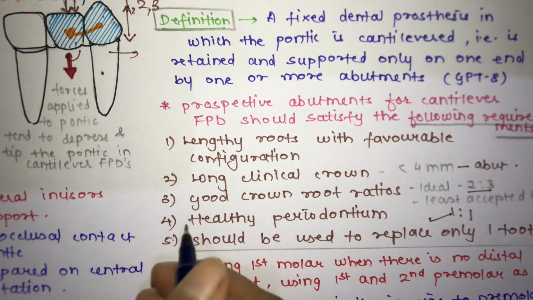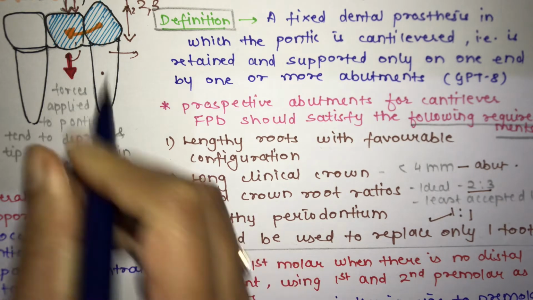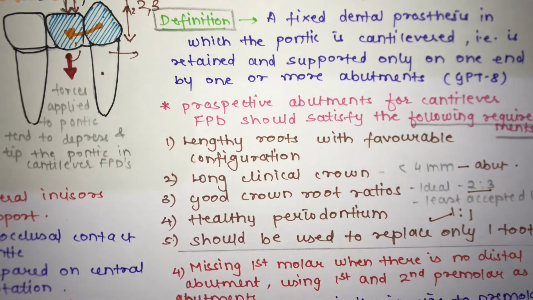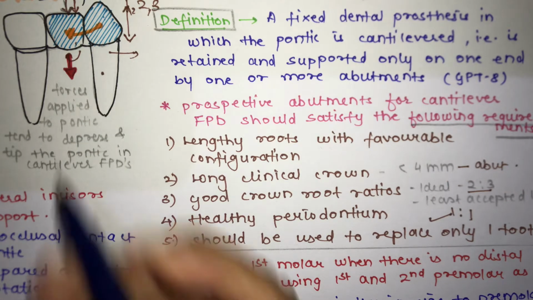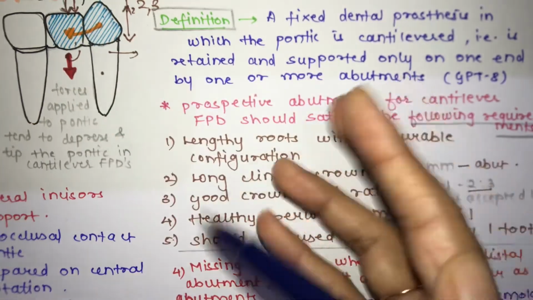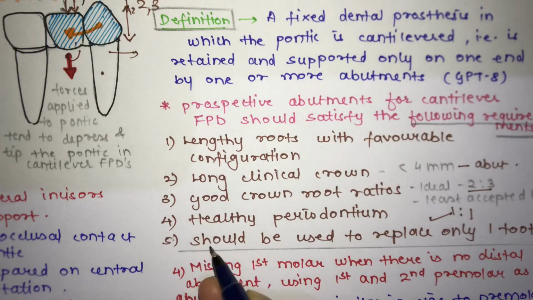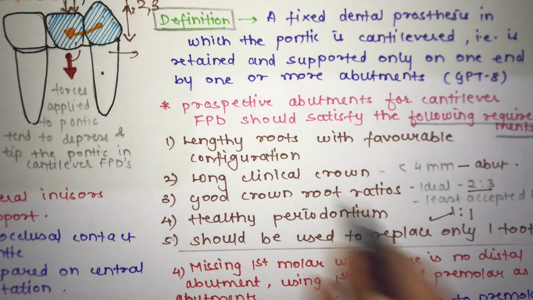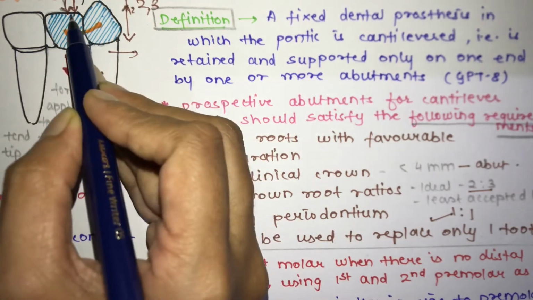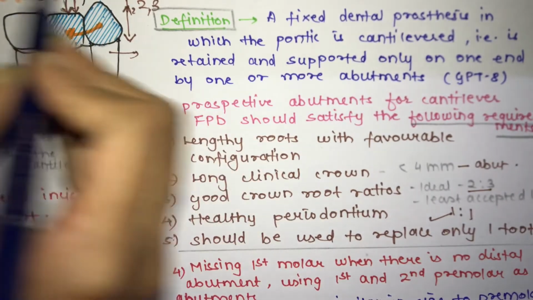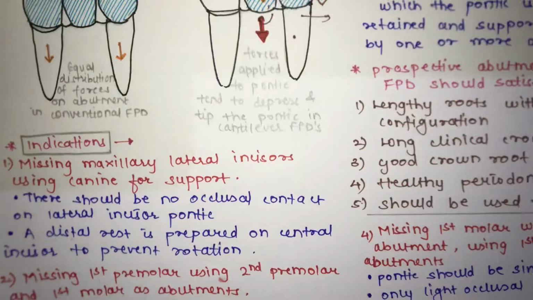The next one is the periodontium. It should be healthy, because if you have severe periodontitis, then obviously you cannot use support from that abutment on one side. And the next is that it should be used to replace only one tooth. Only when you have to replace one tooth can you use this cantilever fixed partial denture. Now what are the indications of this cantilever fixed partial denture?